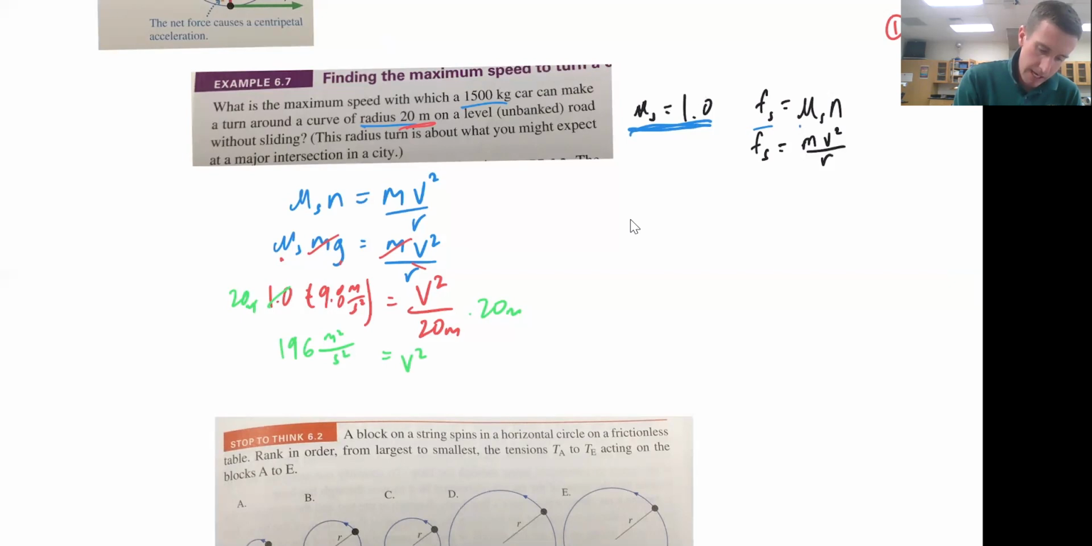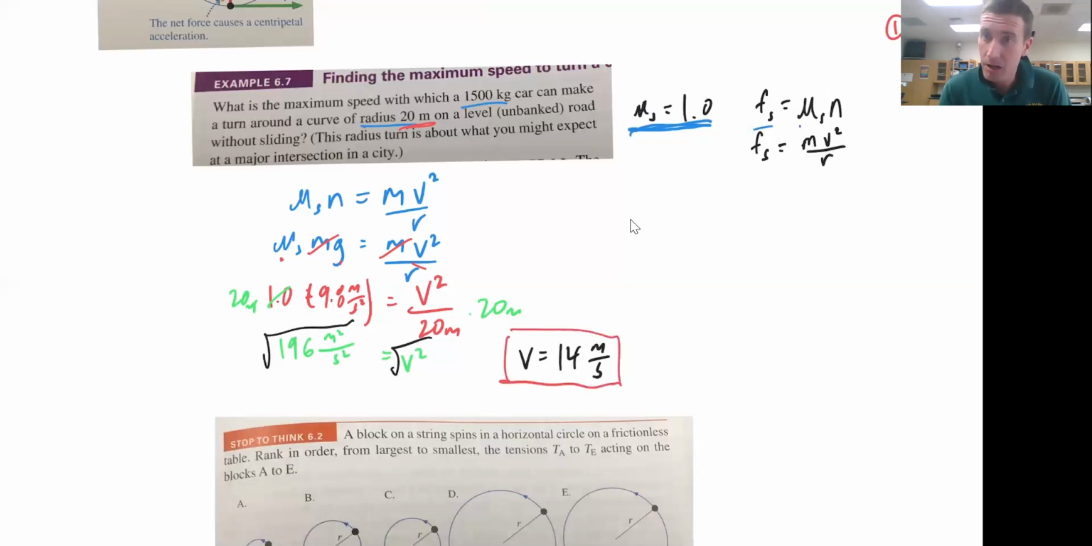Take the square root of that. And I feel like I should know the answer. It's like 13, 14. I think it's 14. So I'm going to say velocity equals 14 meters per second. 196 looks familiar, but I'm just going to double check it because I don't remember my square roots that well. Yep, good. So my maximum speed would be about 14 meters per second. That'd be somewhere between 30 and 35 miles an hour. That seems reasonable. I don't want to go tearing around the corner much faster than 30 or 35, especially if it's a tight right-hand turn.